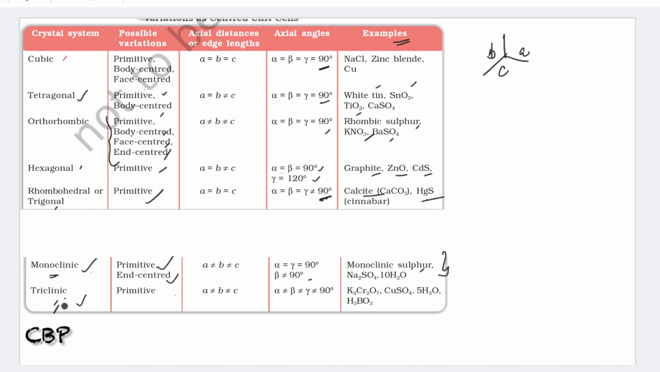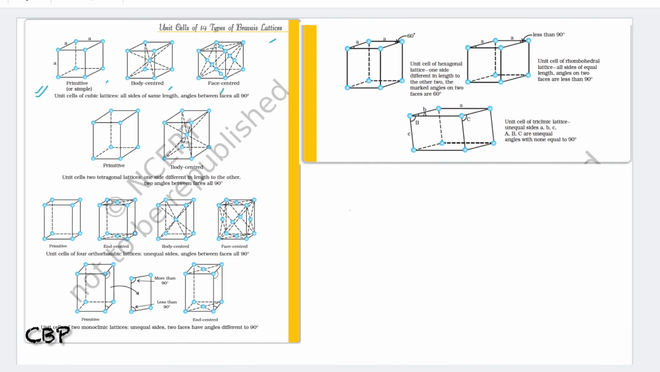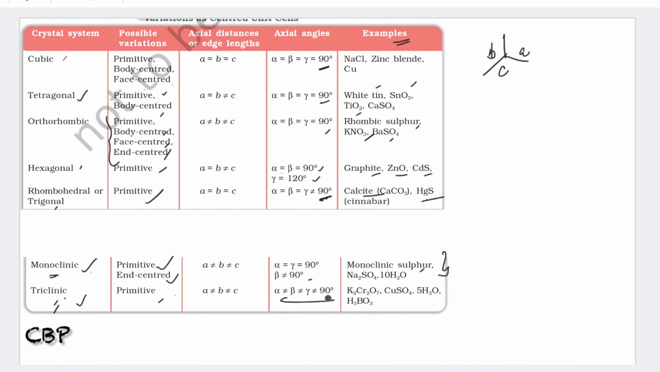Last one is triclinic. Triclinic is primitive, means all corners are occupied by the atoms, and in this triclinic A is not equal to B and B is not equal to C. All sides are different and even angles are different, means alpha is not equal to beta and beta is not equal to gamma. Or you can say all these angles are not equal to 90 degree, and the examples are boric acid, CuSO4, copper sulfate, and potassium dichromate.